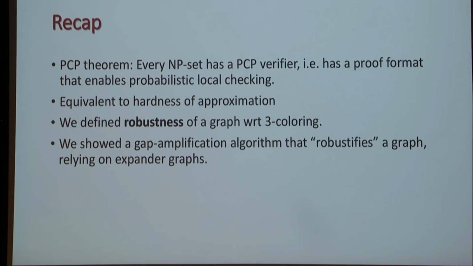Here's what we talked about today. I described the PCP theorem: every NP set has a PCP verifier that enables probabilistic local checking. I described how it's equivalent to hardness of approximation, and then we defined this notion of robustness of a graph, and we showed an algorithm that slowly robustifies a graph. And this relies on expansion.